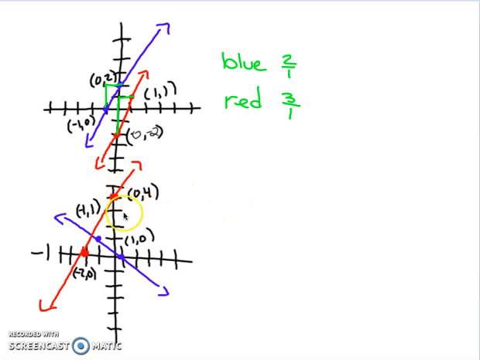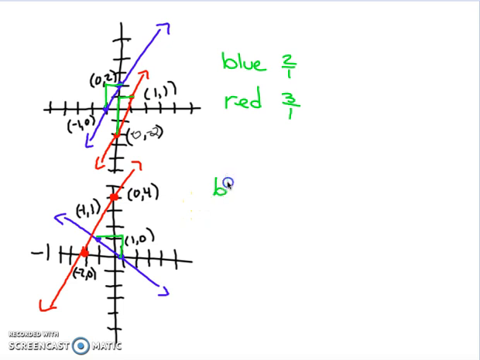In the second graph right here, if we do the same, we can look at the blue line and the red line. The blue line, if I count my slope, I can go up 1 and over 2. But since I went to the left 2, the blue line has a negative slope.